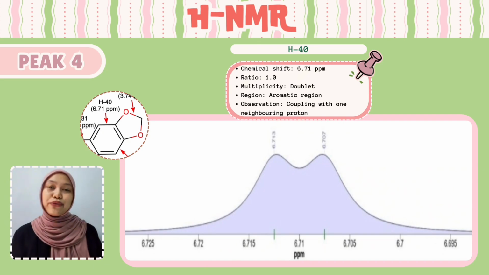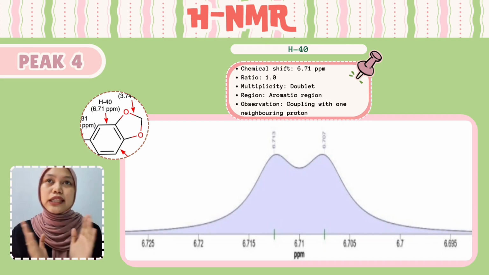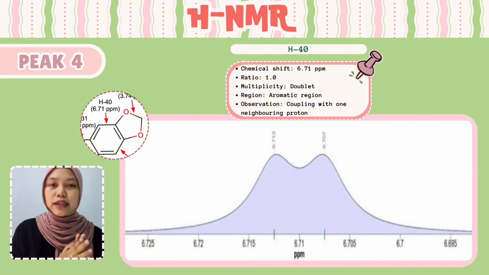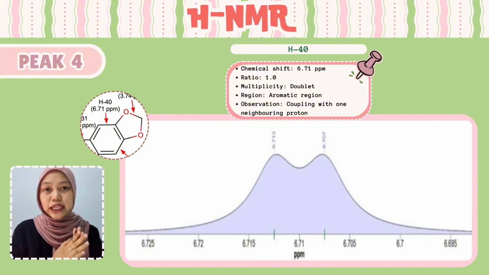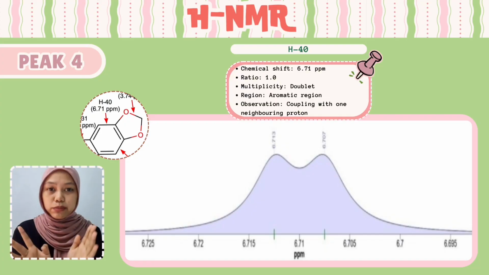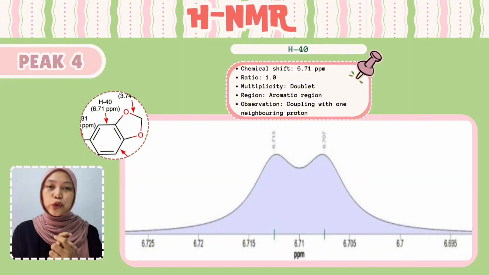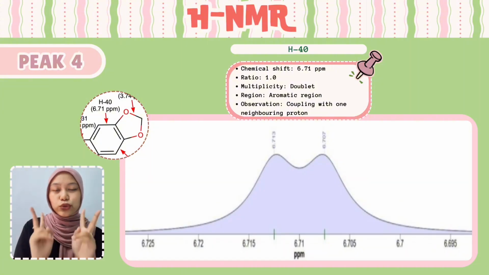Next, we look at peak 4. The signal appears at 6.71 ppm, corresponding to hydrogen 40. This proton appears in the aromatic region with an integration ratio of 1 hydrogen. The signal appears as a doublet, showing that hydrogen 40 is coupled with one neighboring proton, causing the signal to split into two peaks.